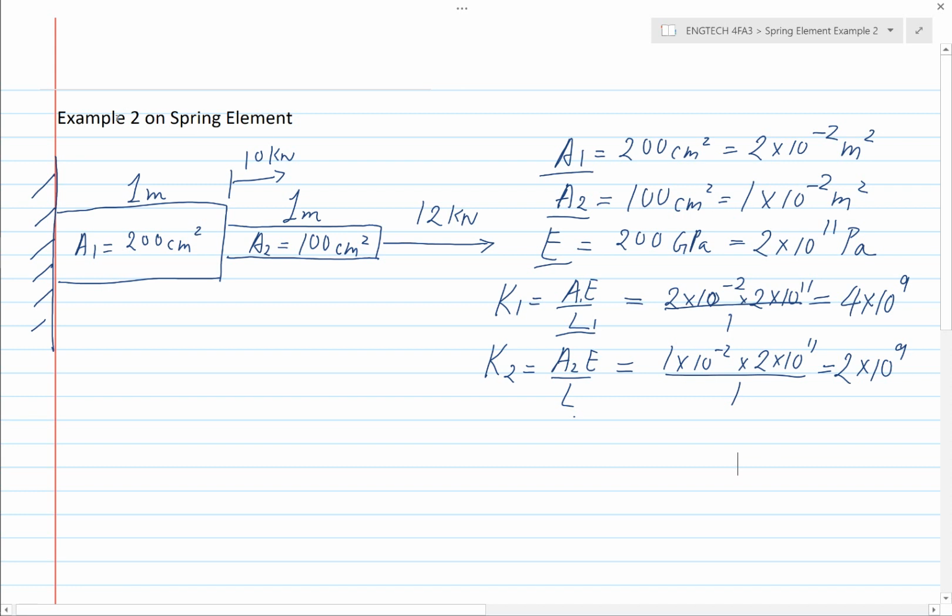Same as what we had before, we change all units into meter square and change the gigapascal to Pascal, and we find out K1 and K2. For now, you should be able to figure out the local stiffness matrix for each element.